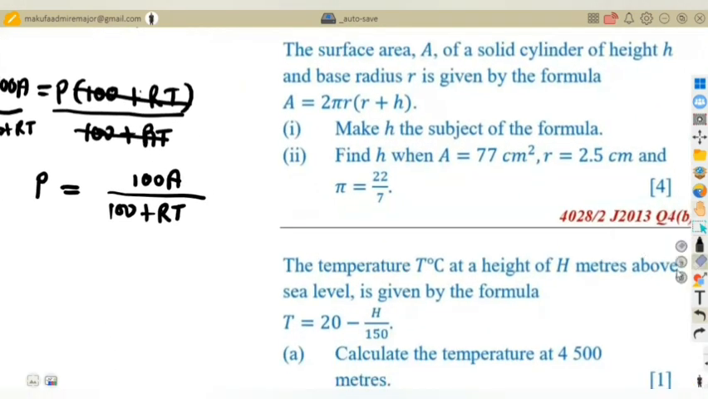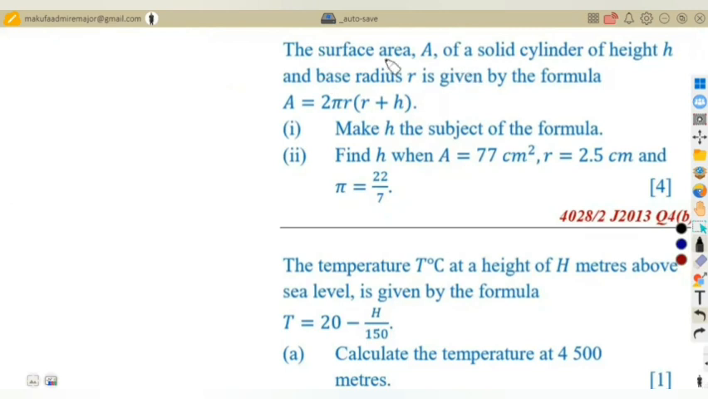All right, let us check the other part of the question. We are given the surface area of a solid is given by this formula. Make H the subject. So we can expand our brackets. We are given A is equal to 2 pi R into R plus H. So that is R plus H. Here we can expand brackets, or you can divide, because this part does not have H. Remember, I want to make H the subject, and we do not have H here. So we can simply divide by the bracket.